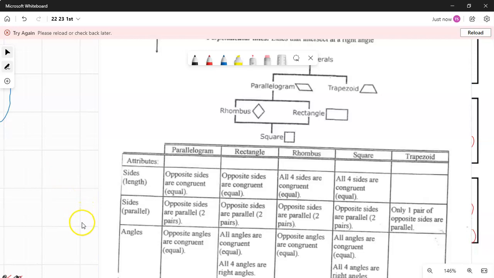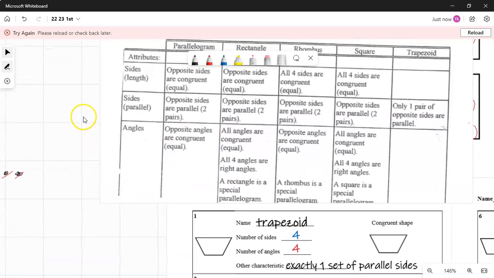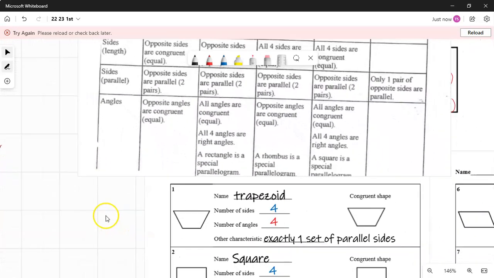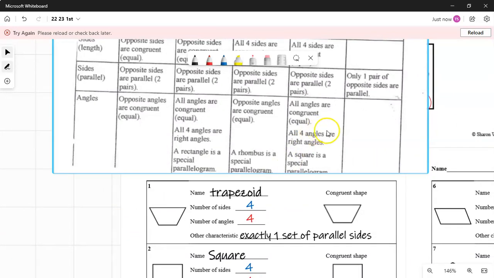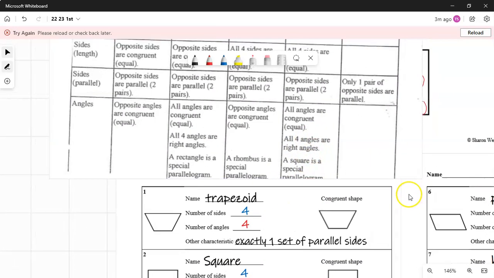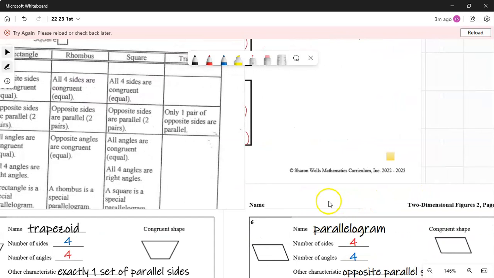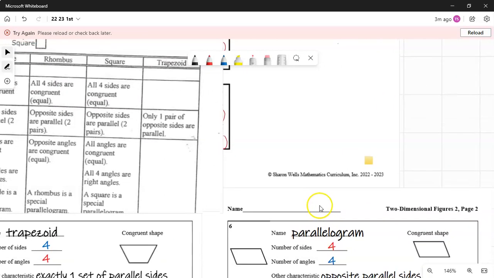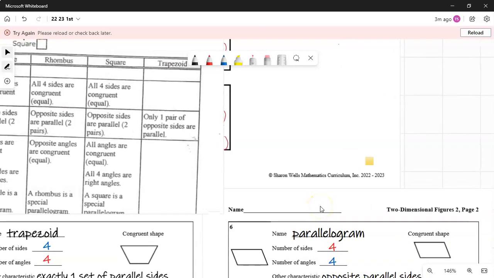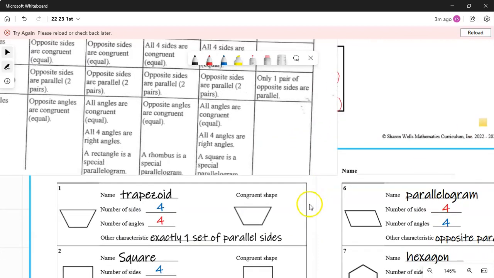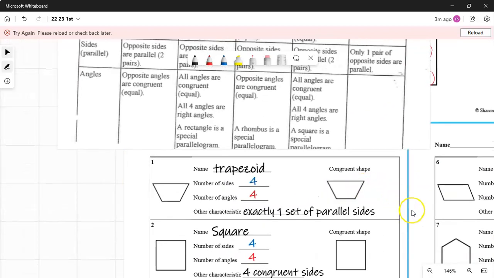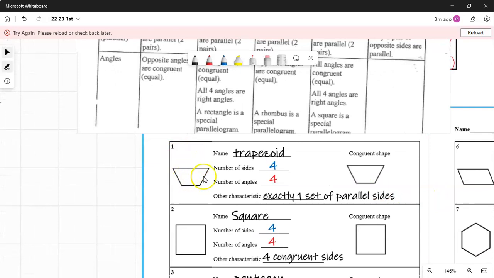Now you have an independent exercise you're going to work on. Okay, it is covered by the sheet, the title of it. The title is Two-Dimensional Figures 2. So what you're going to do is you can go through here and label what the two-dimensional figure is. So you name it right there.